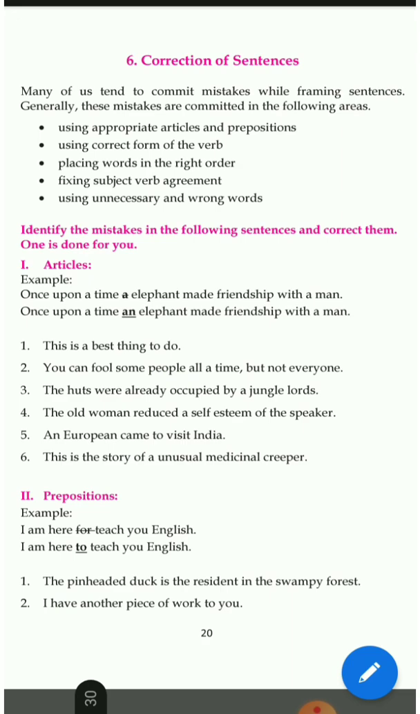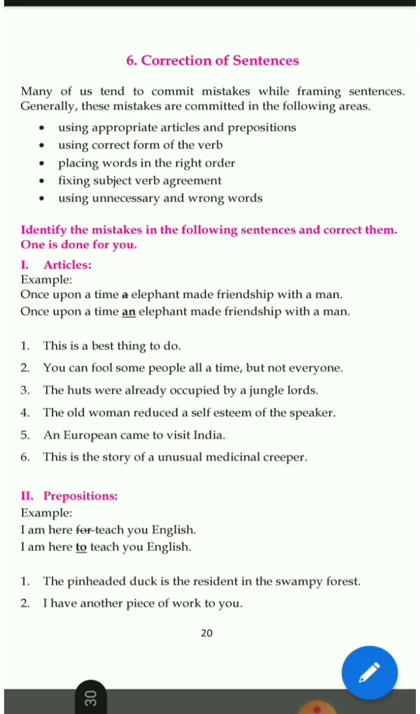Next one, the pin-headed duck is a resident in the swampy forest. Swampy is wet, wet forest. Resident. Here we don't say resident in, but resident of. When we talk about resident, we say I am the resident of this place. In the same way, it has to be resident of. The pin-headed duck is a resident of the swampy forest.